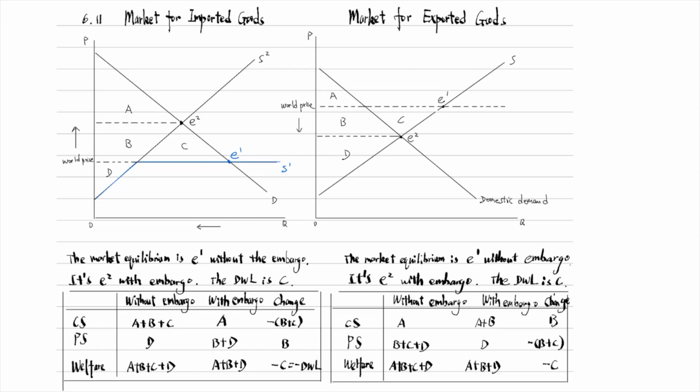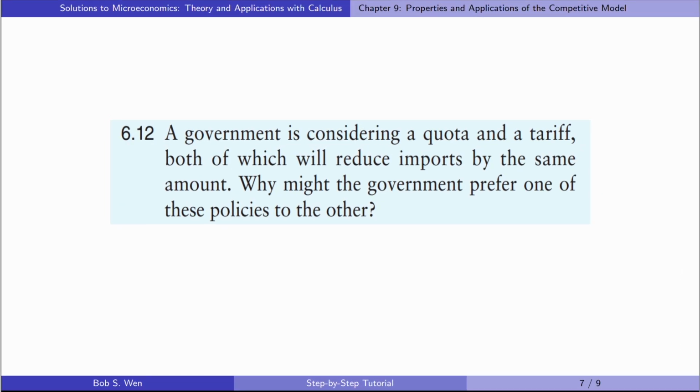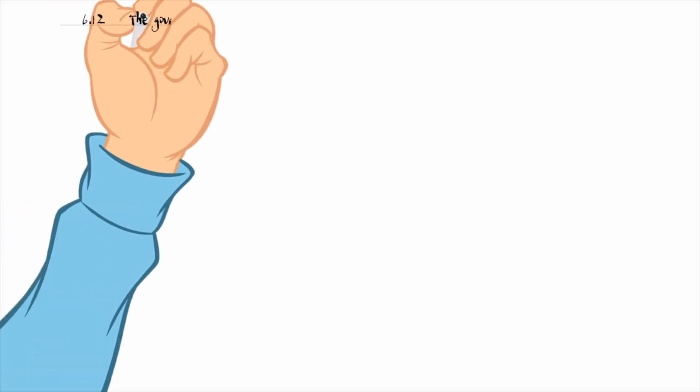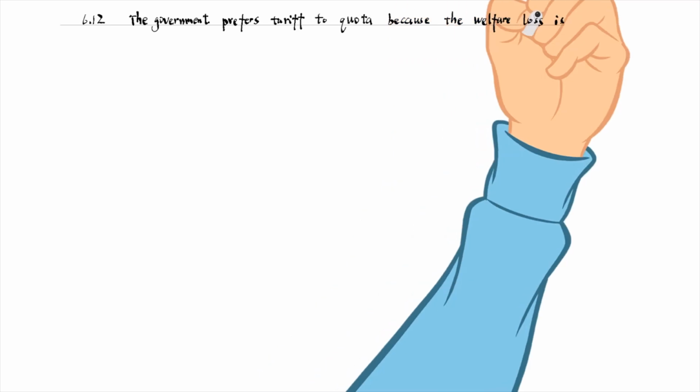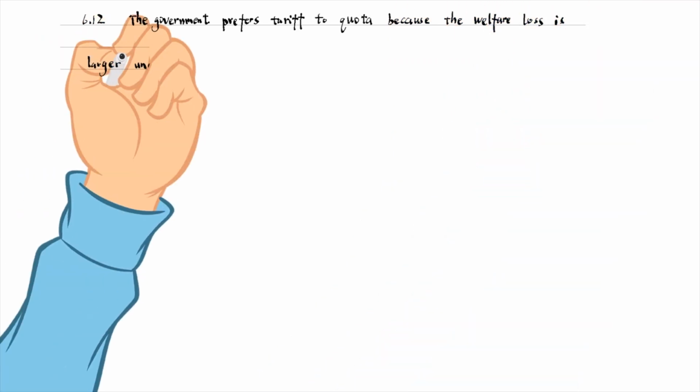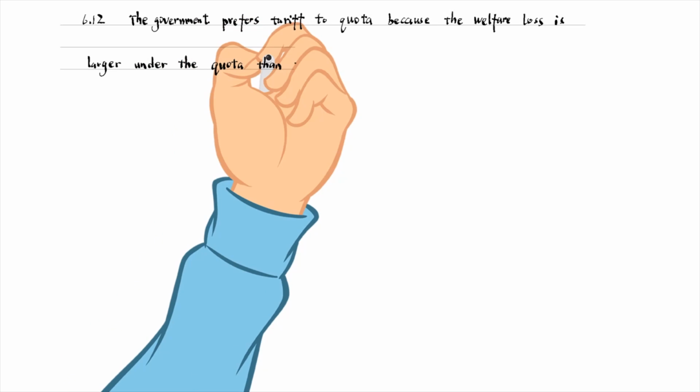Let's solve exercise 6.12. A government is considering a quota and a tariff, both of which will reduce imports by the same amount. Why might the government prefer one of these policies to the other? The government prefers a tariff to a quota because the welfare loss is larger under the quota than the tariff.